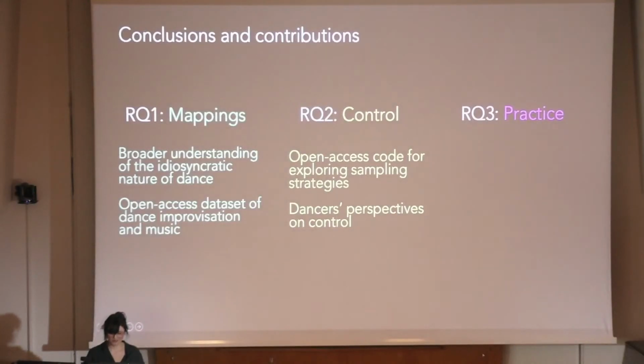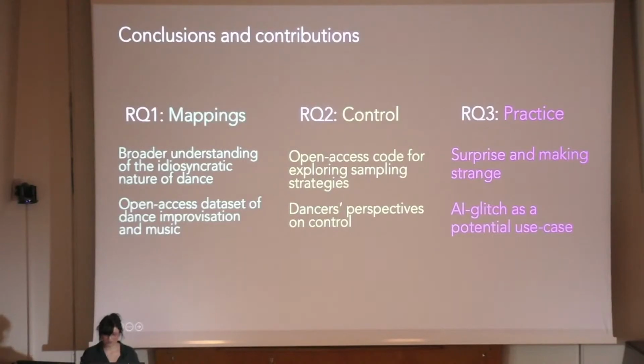For the final research question, practice, we asked, what role could an AI dancer play in the creative practice of dance? Our findings here corroborate previous research on the importance of surprise and making strange when designing a creative catalyst. We present the use of AI glitch as a potential use case in improvised dance with tests in a real-world scenario of improvisation training. We further identify new perspectives on how an AI dancer might fit into a dancer's practice, which centers the concepts of shared imagery, novelty, and embodiment.